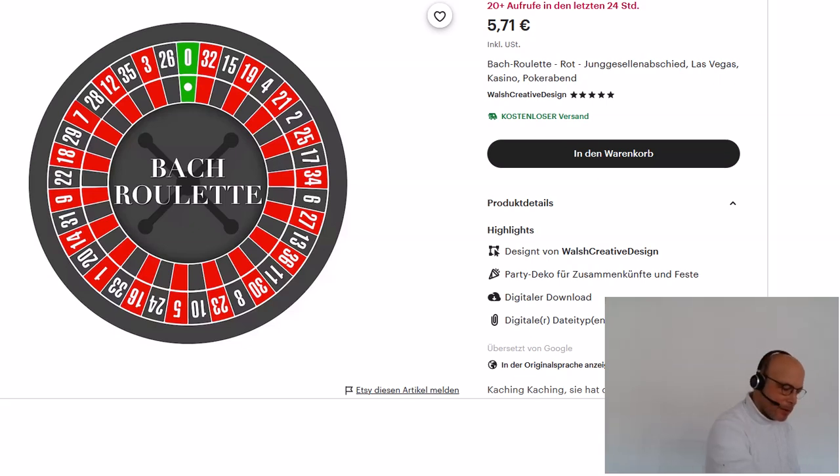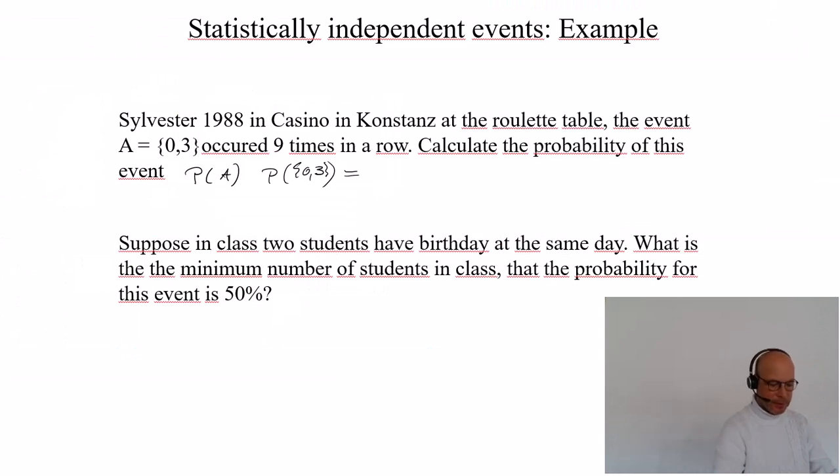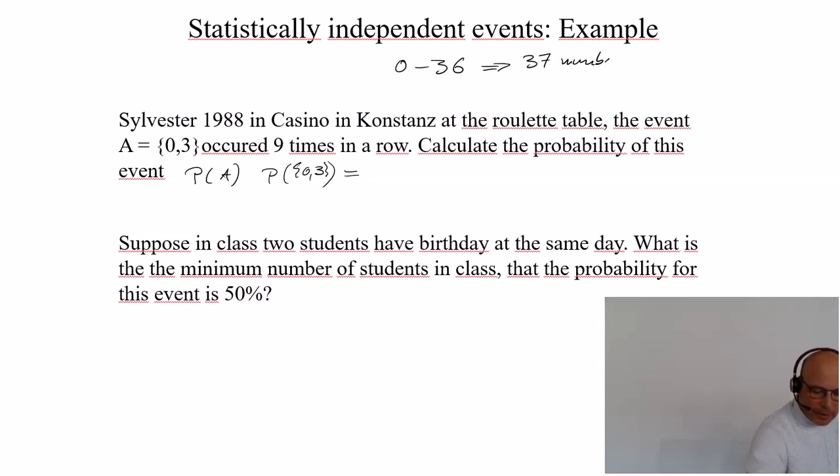36, but also additionally here the 0. So 0 to 36, then we have 37 numbers. And then hopefully this is a fair wheel. What is then the probability that 0 or 3 is the outcome?